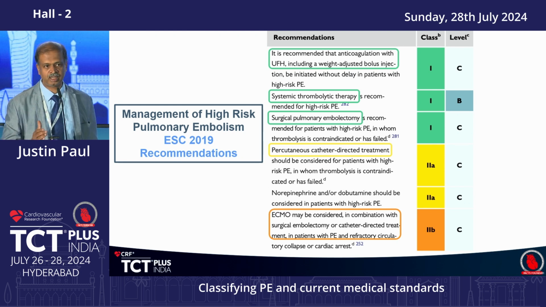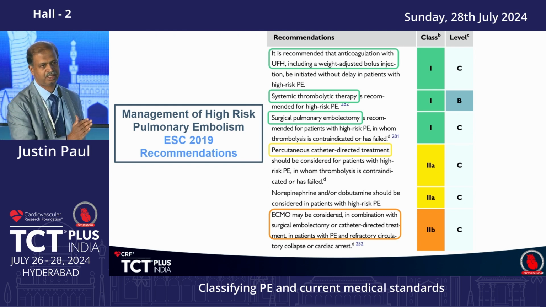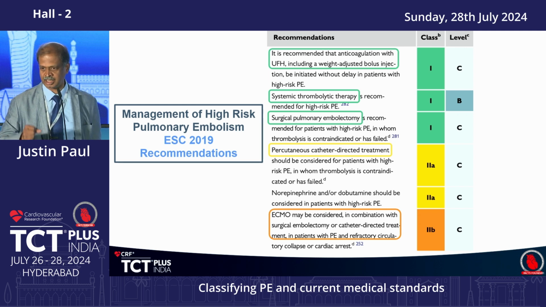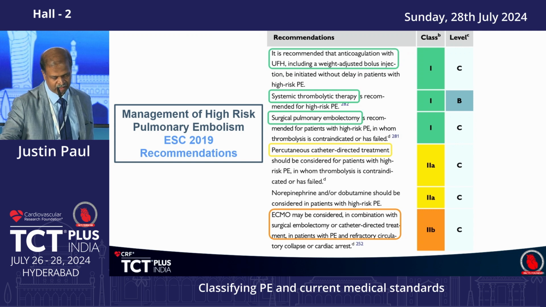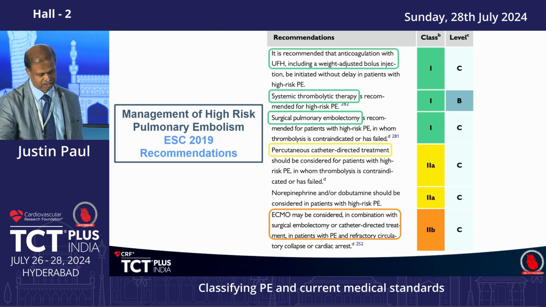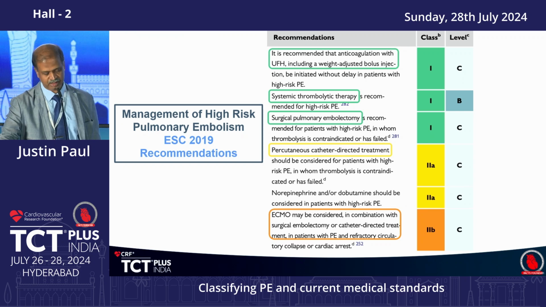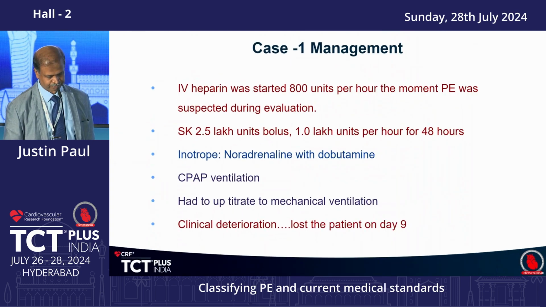But what has been found is that those patients who have received unfractionated heparin or anticoagulation at presentation, after diagnosis, they survived much better. Systemic thrombolytic therapy is a class 1 indication, level of evidence B for high-risk pulmonary embolism, and surgical embolectomy in patients in whom thrombolysis is contraindicated or has failed. And CDT, this is 2019, percutaneous, is 2A, and ECMO is 2B in patients in whom thrombolysis has failed. So basically, as of now the existing guidelines state that thrombolysis is number 1.